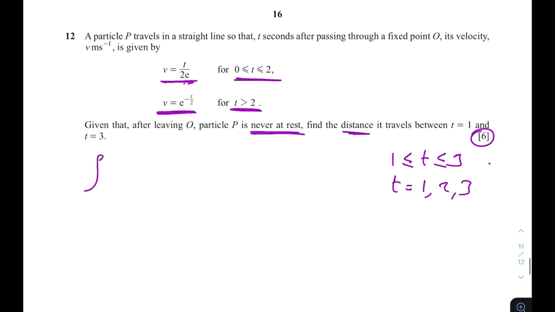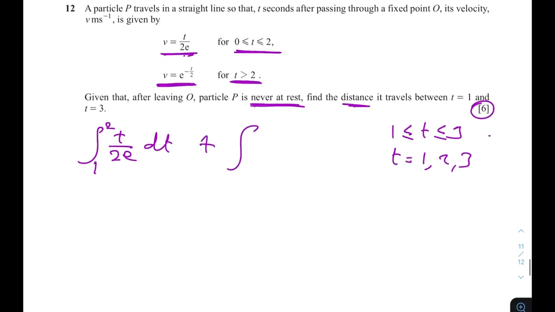What are you looking for? Distance, right? So you can integrate the first velocity, t over 2e, from 1 to 2 dt. When you finish, add your answer to the integral of the velocity from 2 to 3, which is the second part. Once you do this, you've captured both velocities.